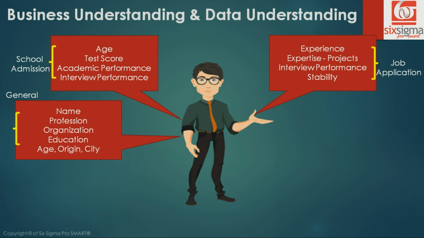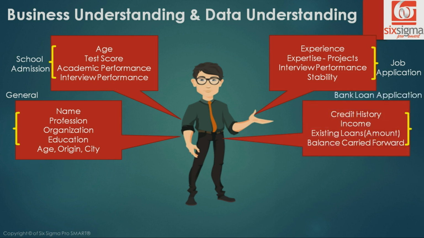Let's refer to another engagement. Maybe it's a bank. So if Bob applies for a loan, the bank would be interested in his credit history, his rating, his income, existing loans, how much does he owe to others if at all he has other loans, and how much balance does he carry forward each month, the average monthly balance or things like that.